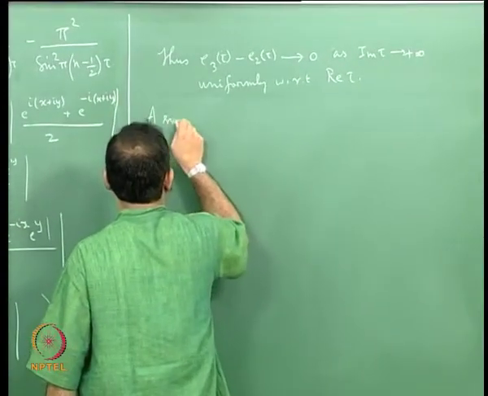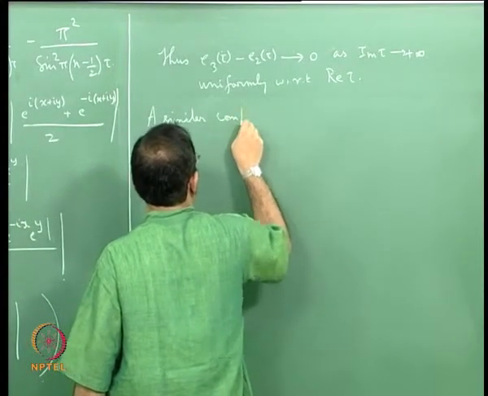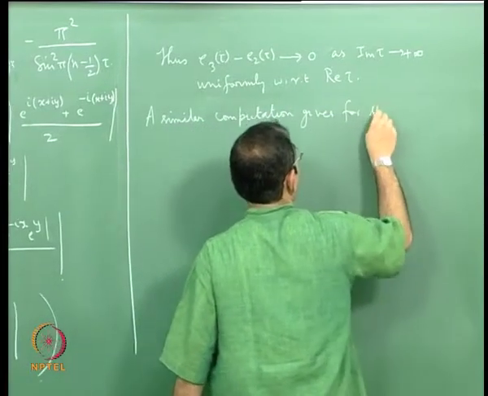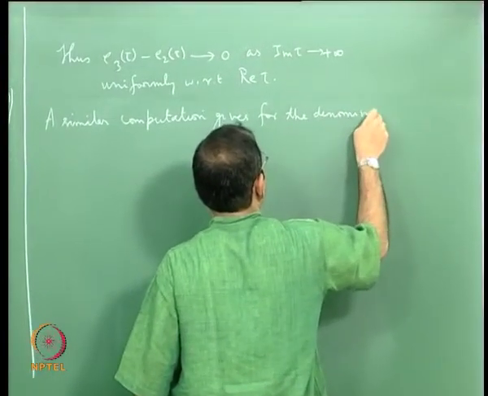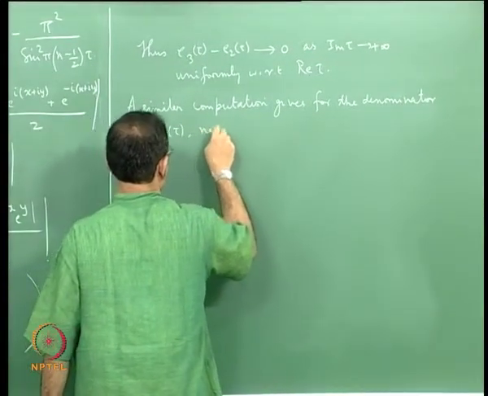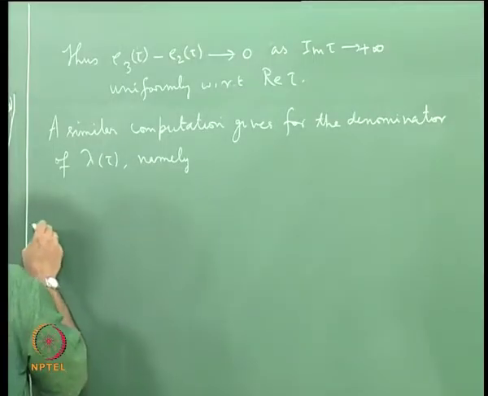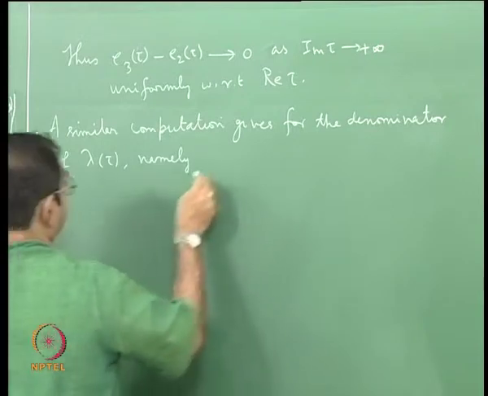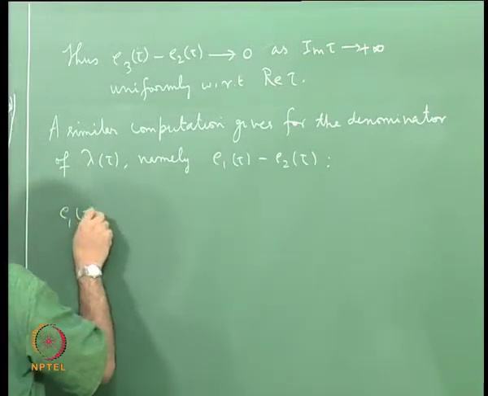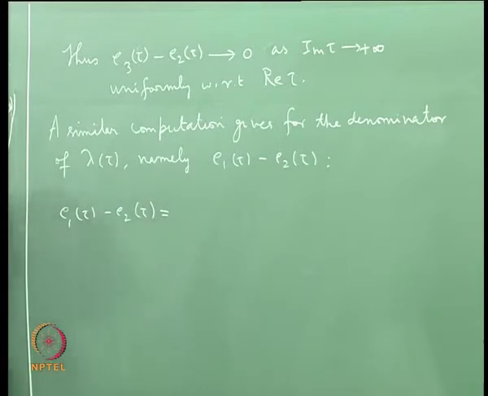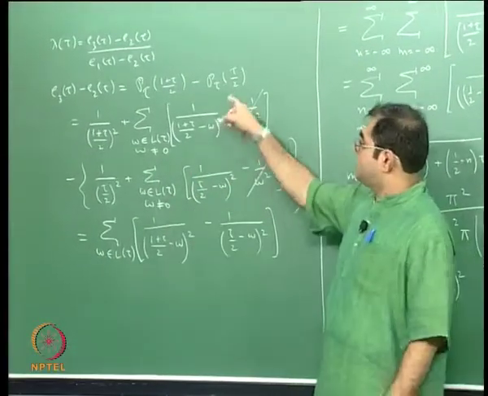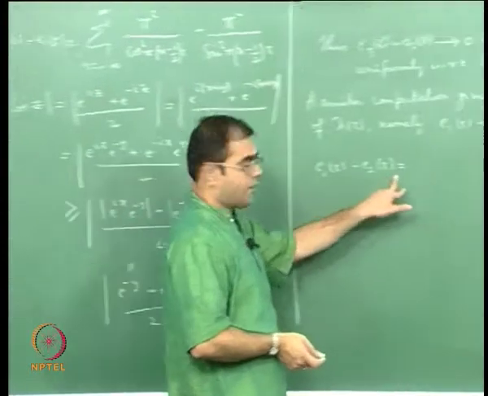A similar computation gives, for the denominator of lambda of tau, namely E1 tau minus E2 tau. If you follow the same procedure, remembering that E1 tau is p tau of half and E2 tau remains p tau of tau by 2, and do the same thing, what you will end up getting is the following.